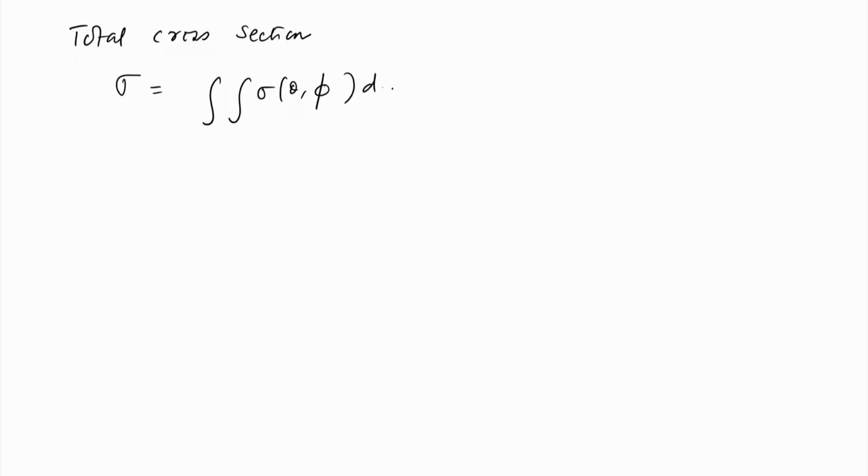and a total cross section is obtained from this differential cross section by integrating over all theta and phi. So, that is equal to sigma, which is the integral of sigma theta phi d omega, and this can be written as the integral of d theta sin theta from 0 to pi, and d phi from 0 to 2 pi, of sigma of theta phi.